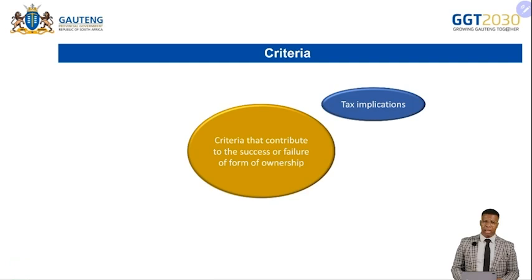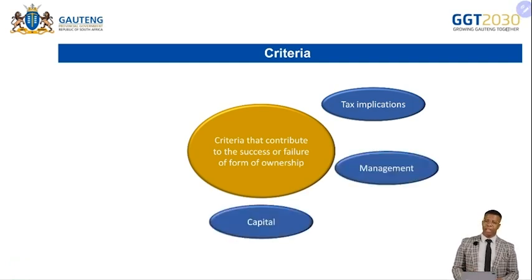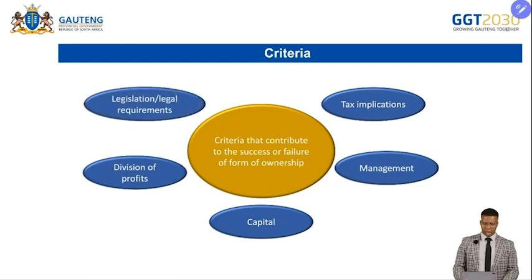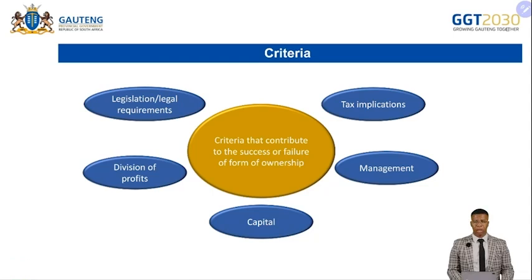Criteria like the tax implication, together with management, together with capital needed to start that particular business, and the division of profits, to say how would you divide the profit, and the issue of legislation or legal requirements. So basically we are going to look into all those to say how they can contribute to the success or failure of each form of ownership that we are going to address.